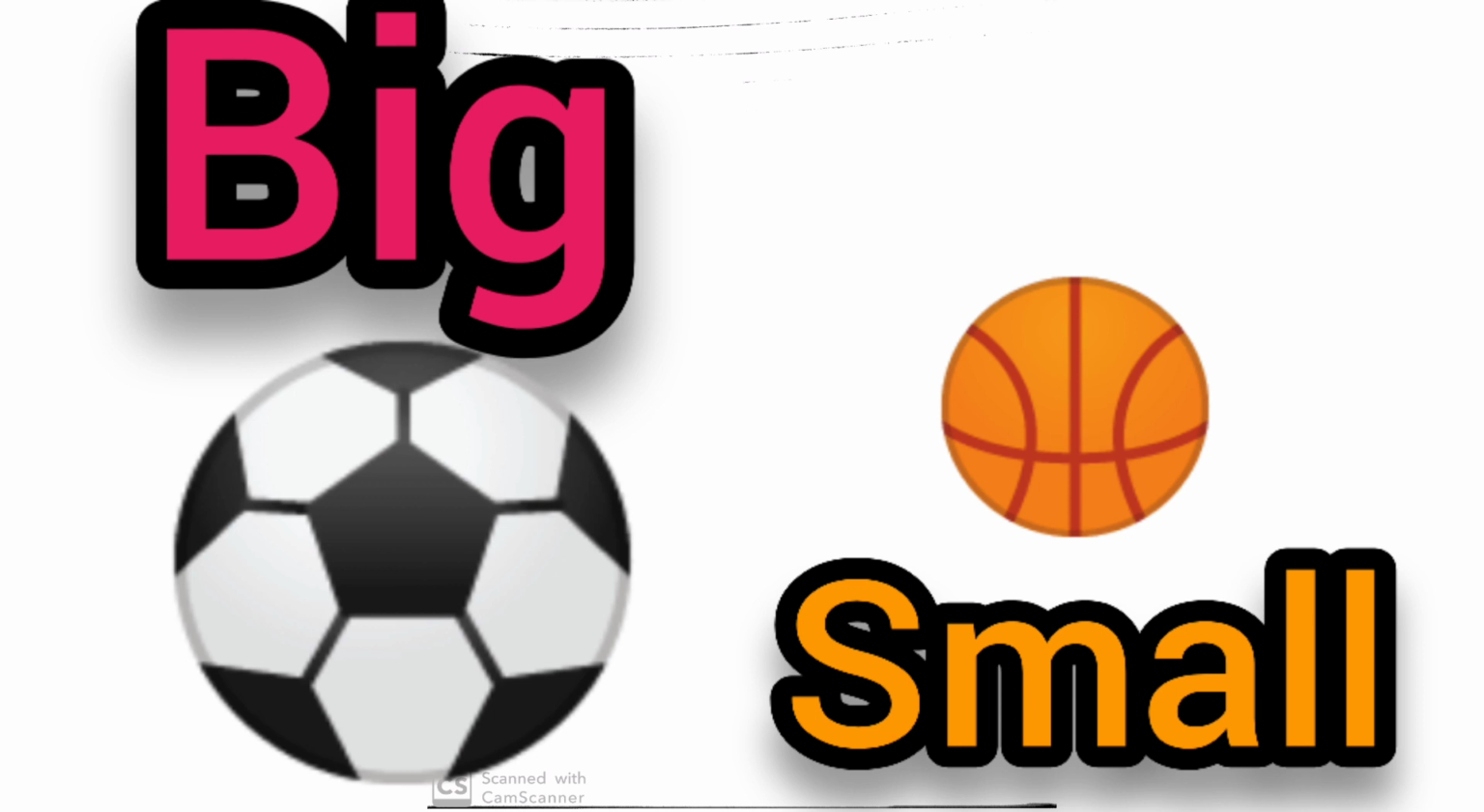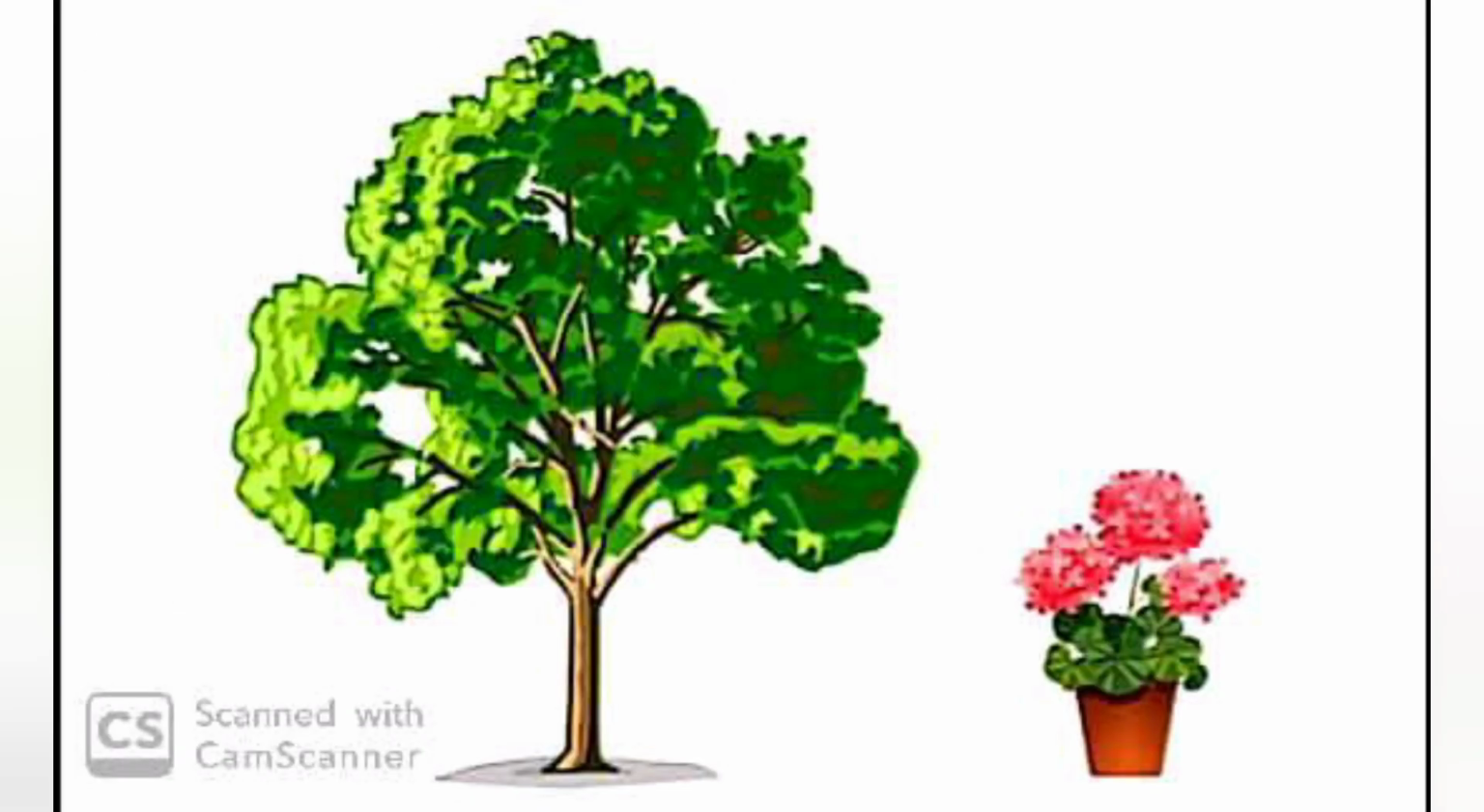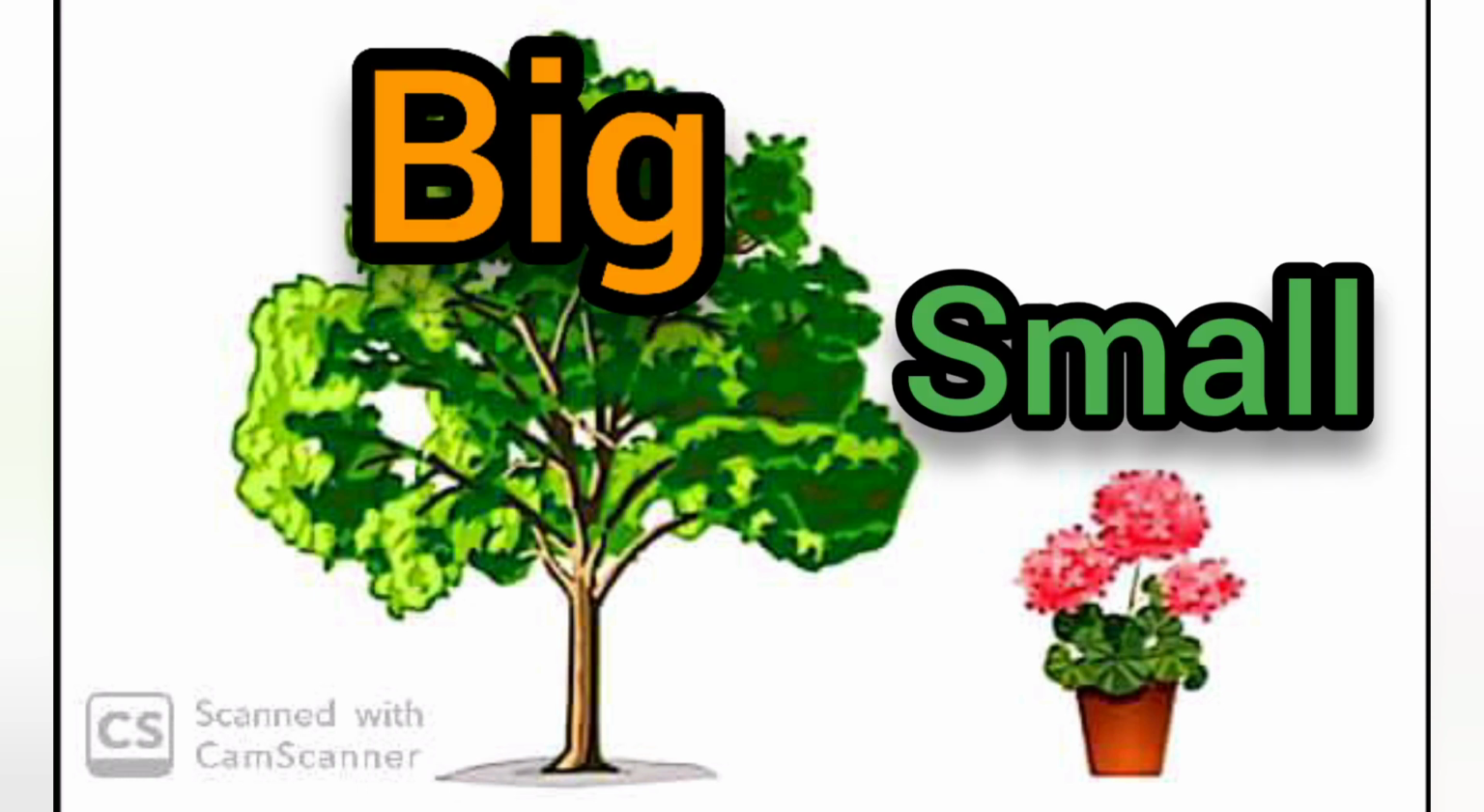See the two balls. One is a black and white ball and the other is an orange ball. Which ball is big and which one is small? Yes, the black and white ball is big and the orange ball is small. Now tell me, what is big? Is the tree big or is the plant big? Yes, you are right. The tree is big and the plant is small.